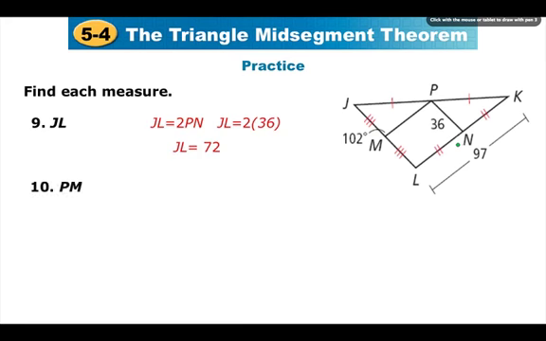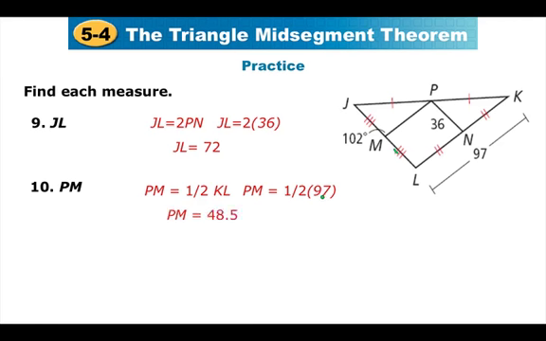Number 10, I'm looking for PM, which is right here. I know this is the midsegment of this side of the triangle, LK. So this is the relationship that I have. So to find PM, all I need to do is divide 97 by 2 or multiply by half. And this I get 48.5.